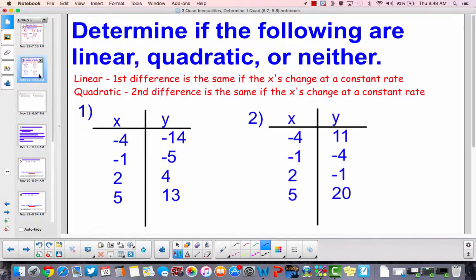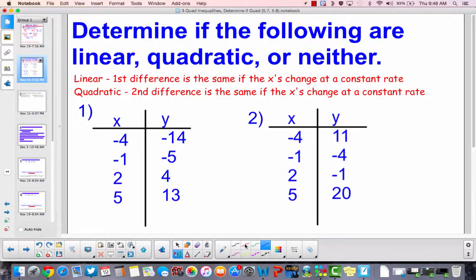Now, the first thing that we're going to determine is if the following are linear, quadratic, or neither. I don't know if you remember, but back when we were looking at this with the linear equations, if the x's change and the y's change at the same rate, then it was linear. It's a quadratic if the second difference is the same. So let's see what we're talking about here. Let's do this first one together.